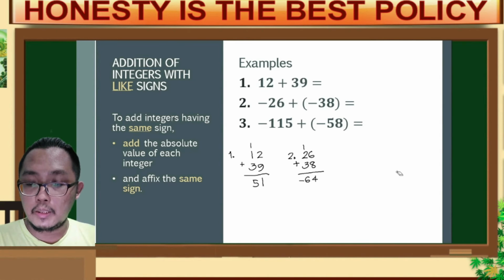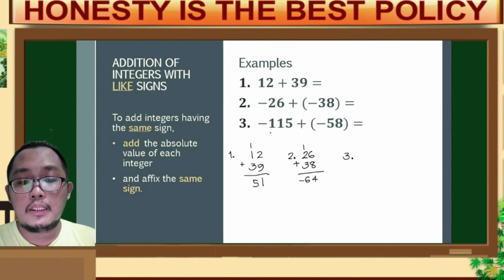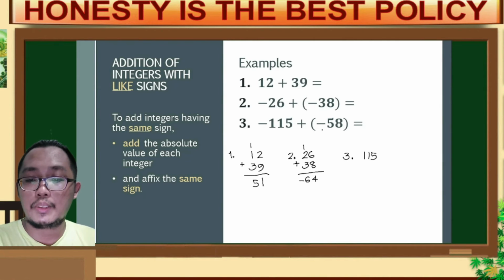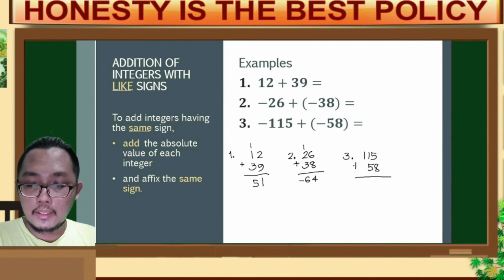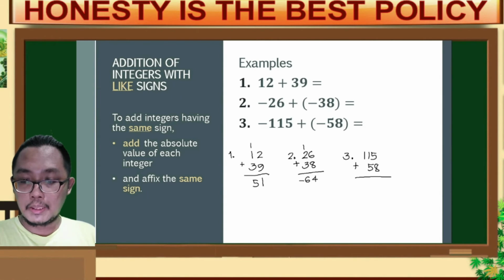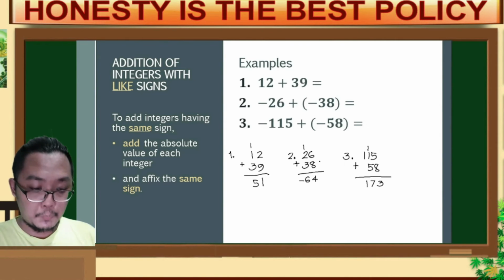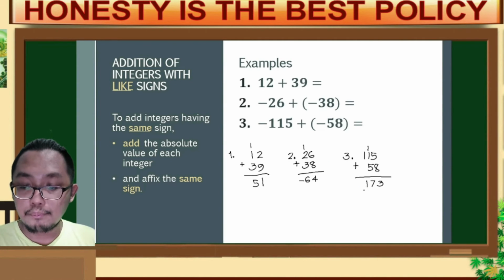And let us have the third example. So let us have the absolute values of these integers directly. Instead of negative 115, the absolute value is 115. This is negative 58, the absolute value is 58. Adding these absolute values gives us a total of 173. And since both of these integers have a negative sign, then the final answer will also have a negative sign.